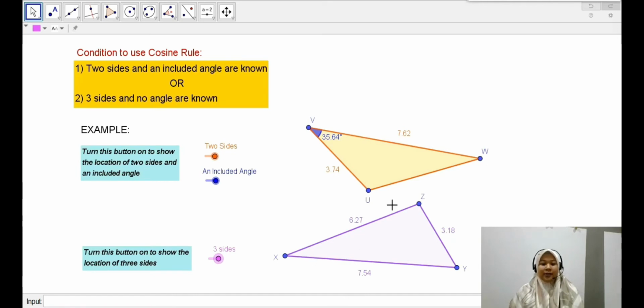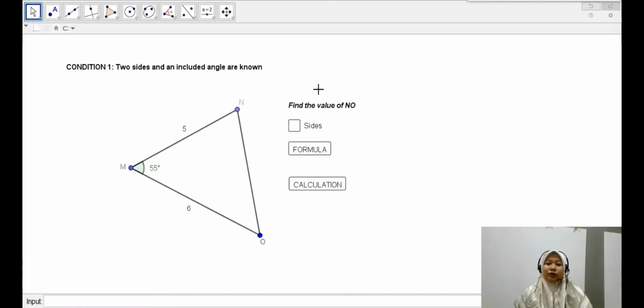Okay, either X, Z, or Y. Now, let's move to the example for the first condition, which is two sides and an included angle are known. Here we have triangle MNO, and it is given MN equals 5 and MO equals 6, and the angle NMO is 55. So the angle at the vertex M here is the included angle.